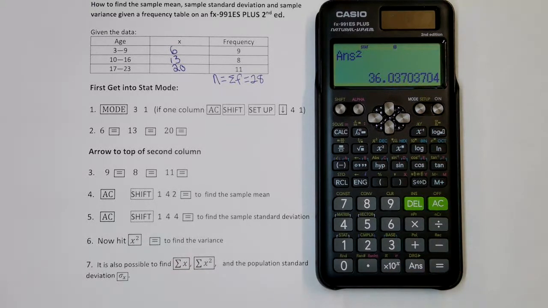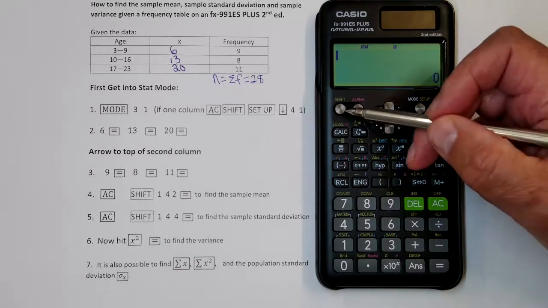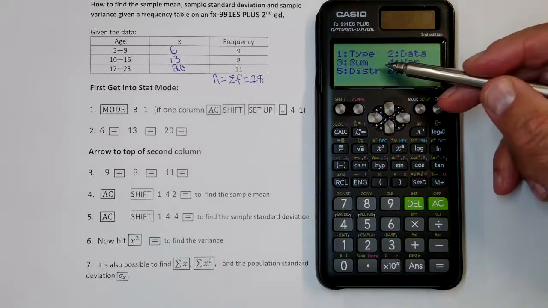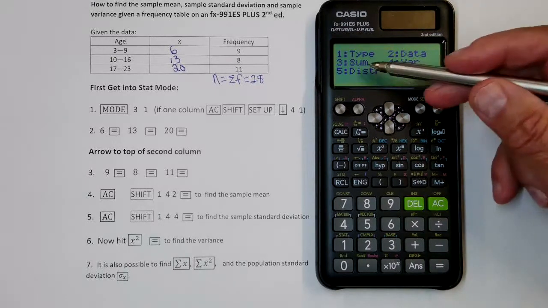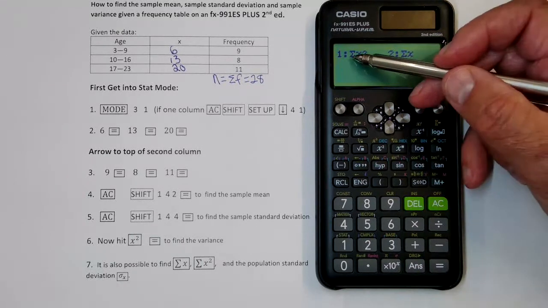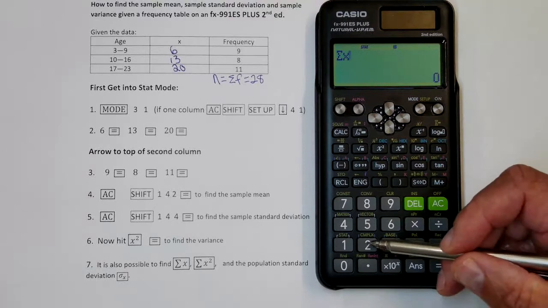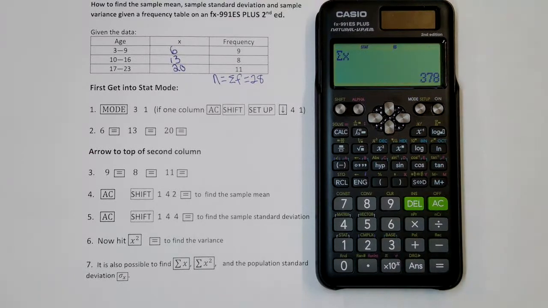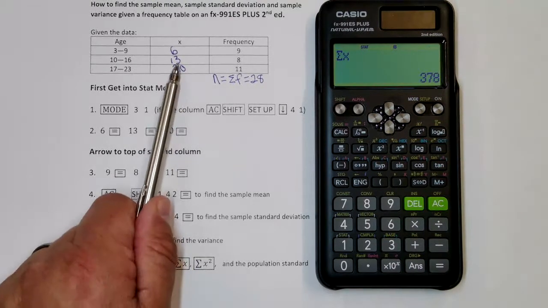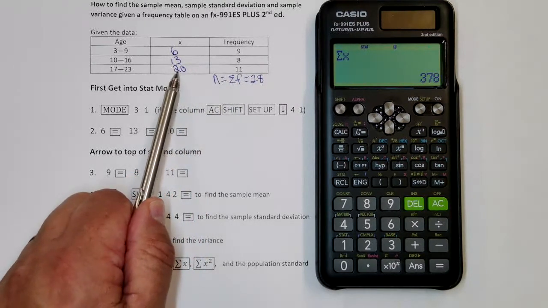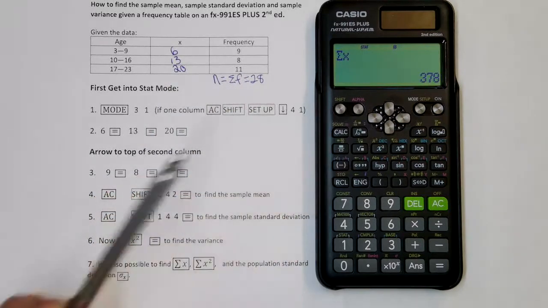Now, it's also possible to find other values that you may or may not want. So if that's all you need, then you can go ahead and turn off this video. I'm just going to go explore a little more. Shift 1, everything's going to start there. We looked at everything in here, but let's look at number 3. Sum of x squared or sum of x? Let's do sum of x first. I hit number 2 for sum of x, 378. What that is, it's 6 times 9 plus 13 times 8 plus 20 times 11 equals 378.